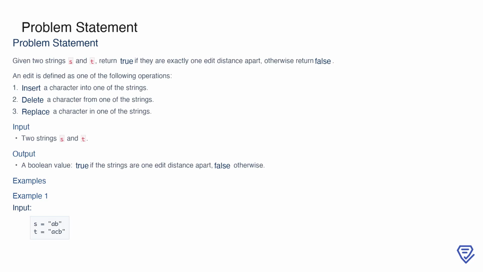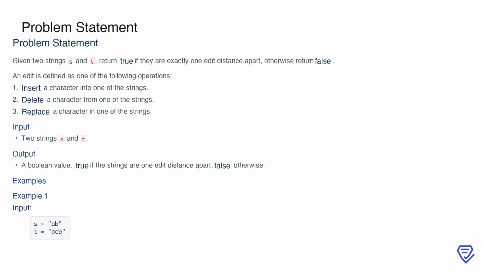Let's dive in. The problem asks us to determine if two strings, S and T, are exactly one edit distance apart. An edit refers to a single operation that can either insert a character into one of the strings, delete a character from one of the strings, or replace a character in one of the strings. If the two strings can be made equal with exactly one of these operations, we return true. Otherwise, we return false. The input to the problem consists of two strings, S and T, and the output is a Boolean value indicating whether they are one edit distance apart.